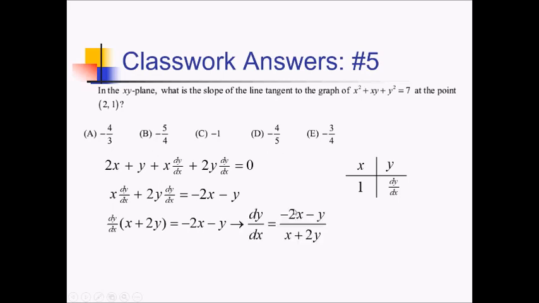And at this point, it's time to plug in 2 comma 1. So evaluating this derivative at 2 comma 1, we have in the numerator negative 2 times the x value 2 minus the y value 1. All that over the x value 2 plus 2 times that y value of 1. In our numerator, we have, let's see, negative 5 when the dust settles there. Denominator, we've got 2 plus 2, which is 4. So negative 5/4, which is going to match answer choice B.